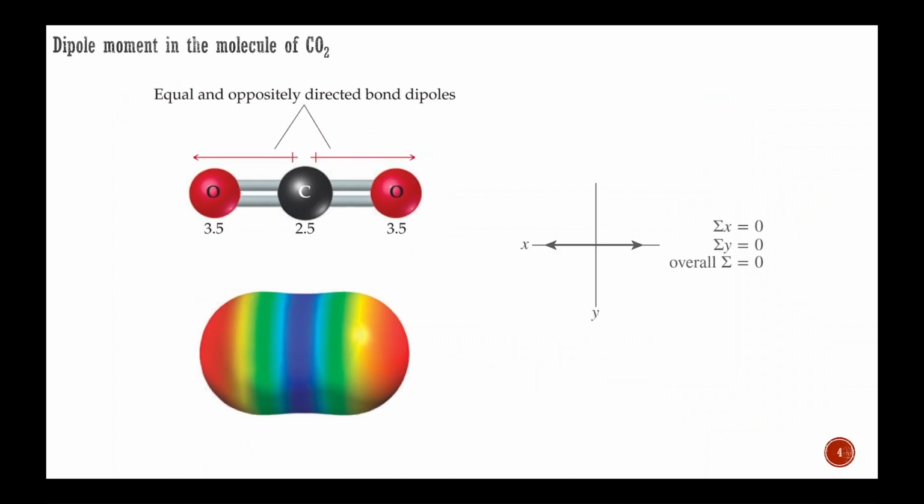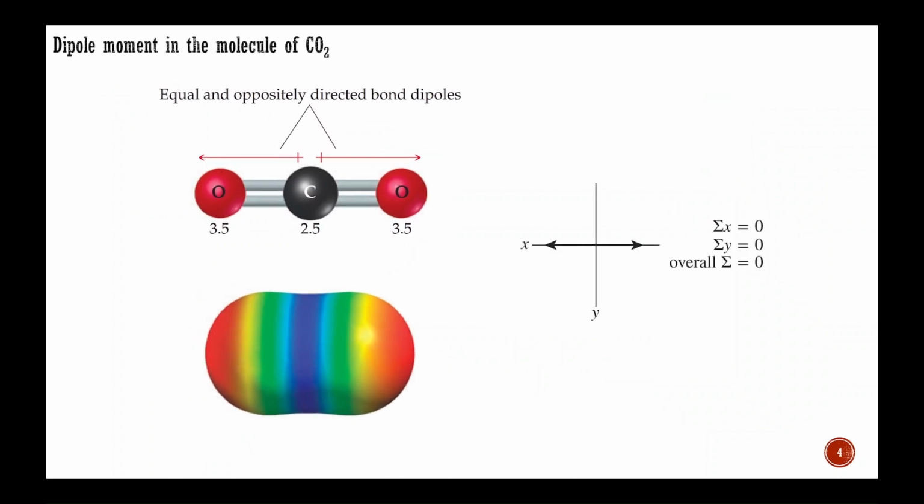So, in the case of carbon dioxide, we have two identical vectors pointing in opposite directions. When these vectors are placed on a Cartesian coordinate system, they have no y component, and their x components are equal in magnitude, but opposite in sign. Thus, the sum of these two vectors is 0 in both the x and y directions. In other words, although the bonds in carbon dioxide are polar, the molecule is nonpolar.